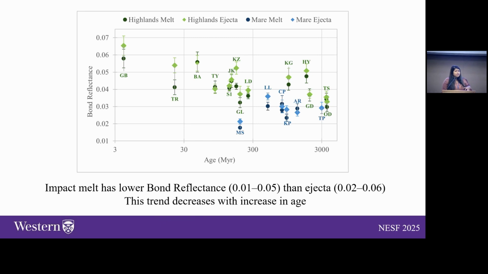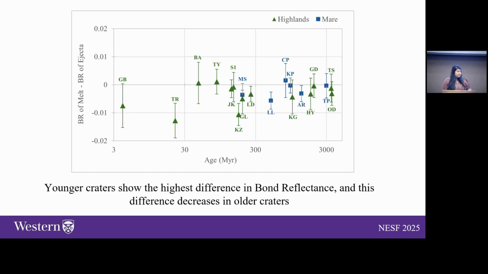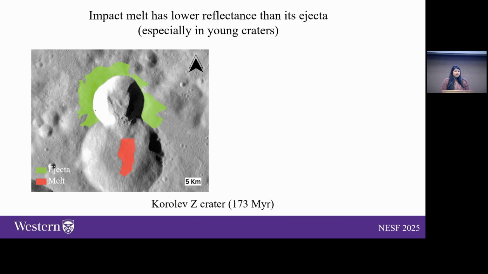It's also good to note the contrast, or the difference, between the reflectance of the melt and the ejecta within each crater, which is what we see in this plot over here. We see that the contrast between reflectance in melt and ejecta is quite high in younger craters, and almost close to zero in older craters. We saw a bunch of plots, but talking about what the images themselves represent, this is a map of Kolovsky where the impact melt and ejecta have been mapped.